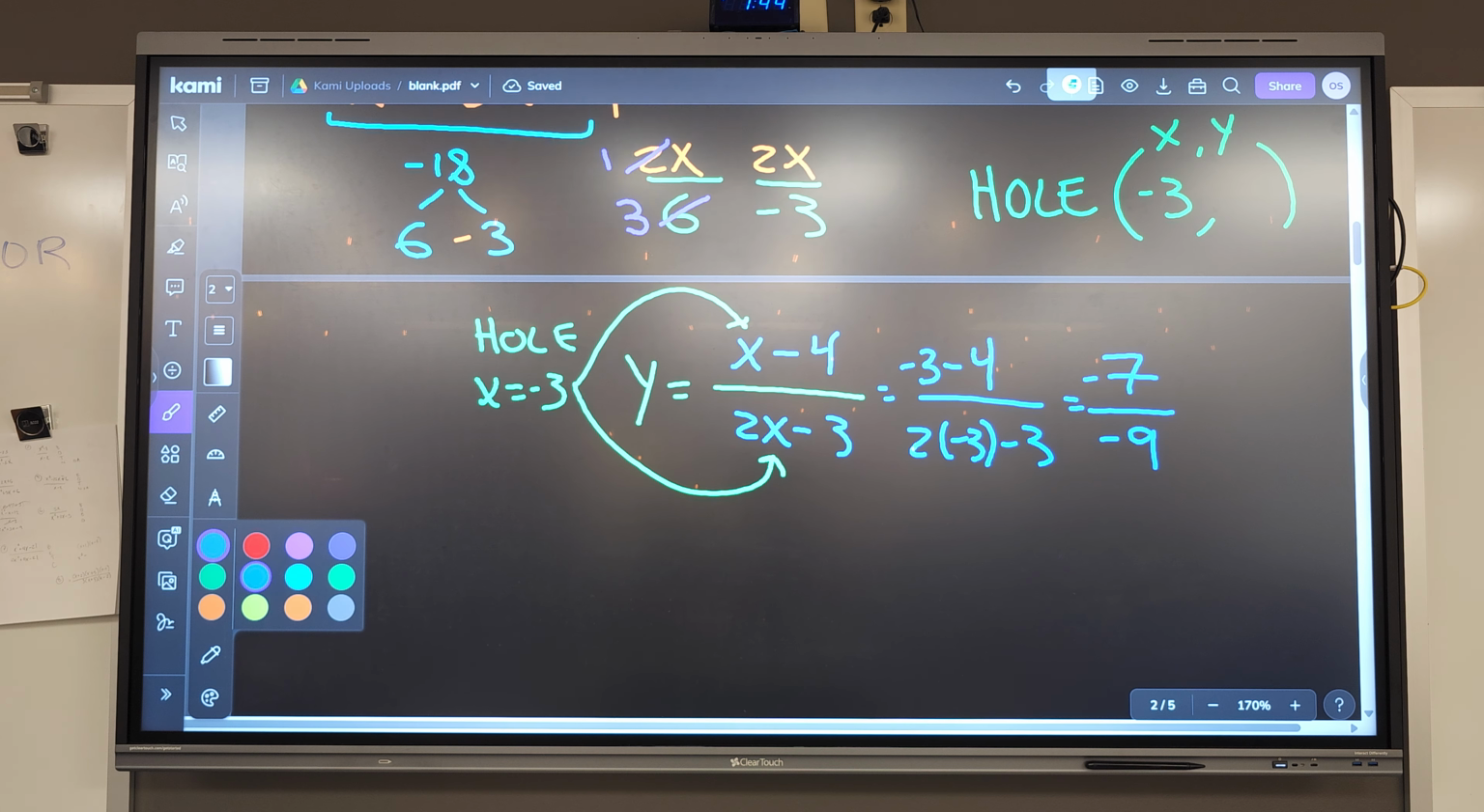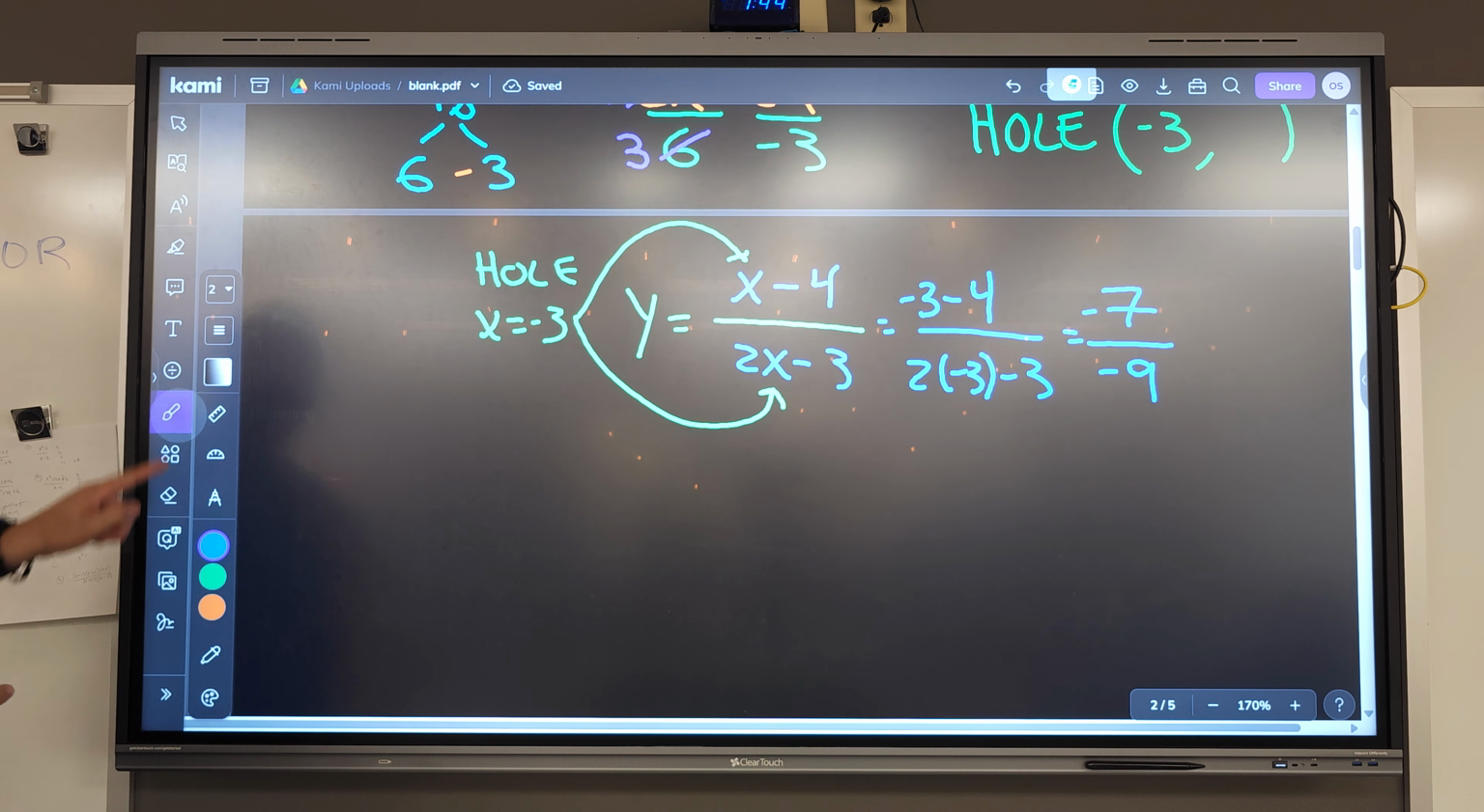Ugly fraction, we just divide it. Will somebody divide that for me? 7 divided by 9, please. That'll be a decimal again. 0.7 repeating. That goes there.